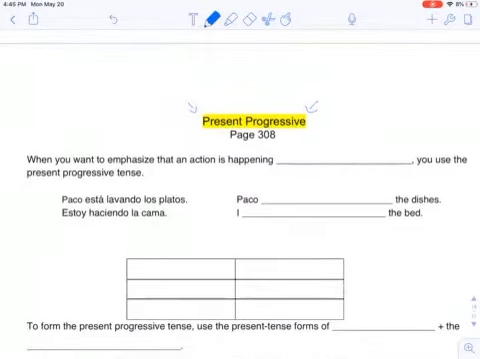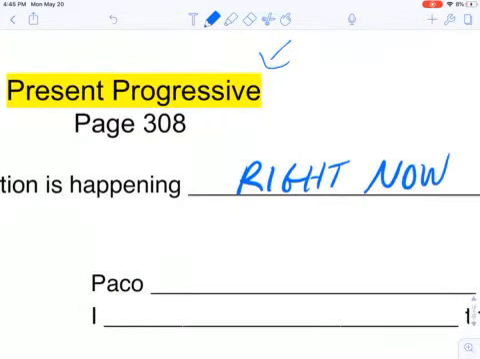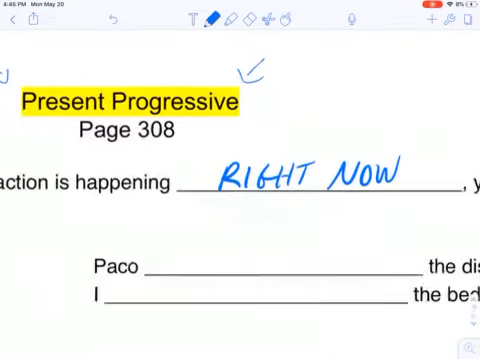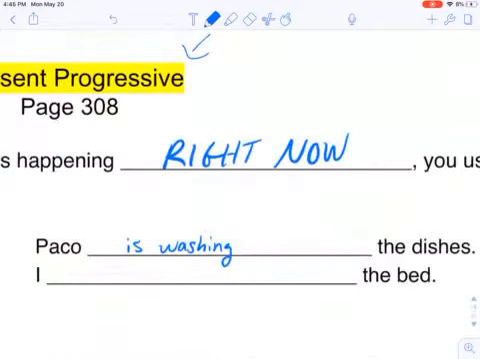When you want to emphasize that an action is happening right now, at this moment, you use the present progressive tense. So for example, if I say Paco está lavando los platos, I'm saying that Paco is washing the dishes right now. If I say estoy haciendo la cama, I'm saying I am making the bed at this moment.